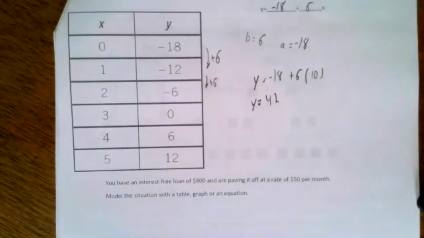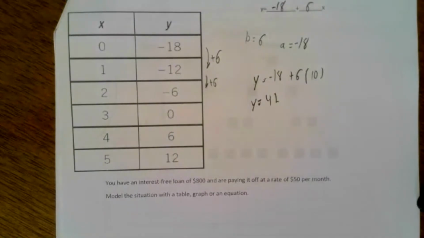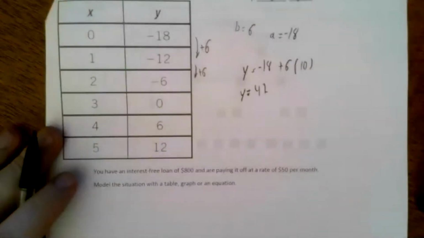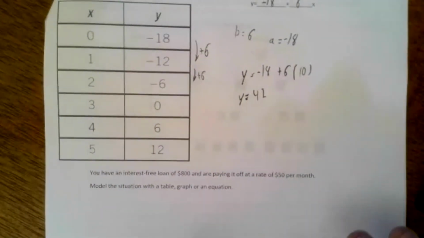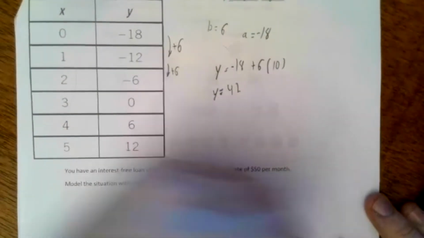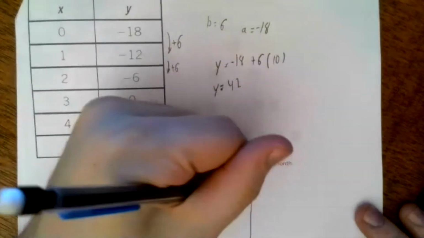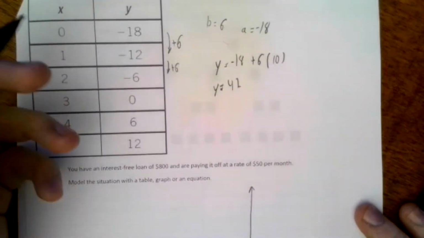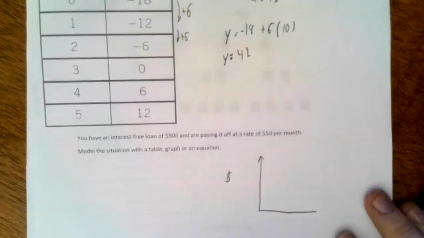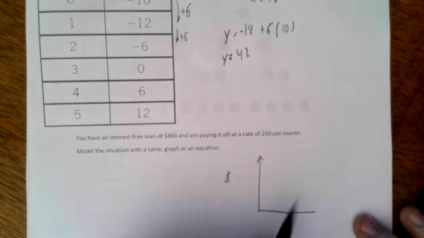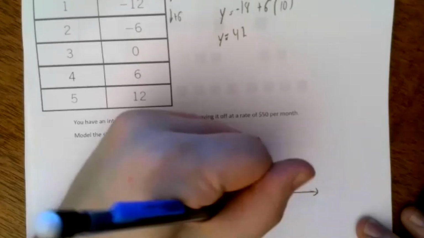Okay. So now let's get a little bit more abstract. This one says you have an interest-free loan of $800 and you're paying it off at $50 per month. It says model the situation with a table, graph, or equation. So I'm just going to do a rough graph up here. My y-axis is going to be the amount of money I have on my loan, and then my x-axis is just going to be the number of months that I've been paying it for.